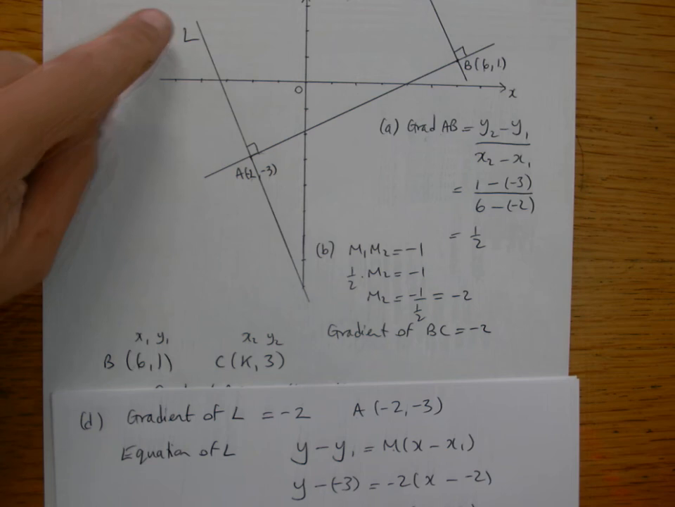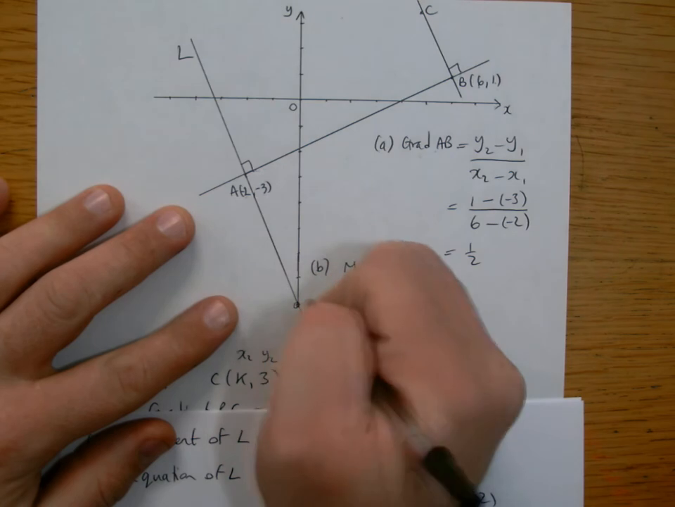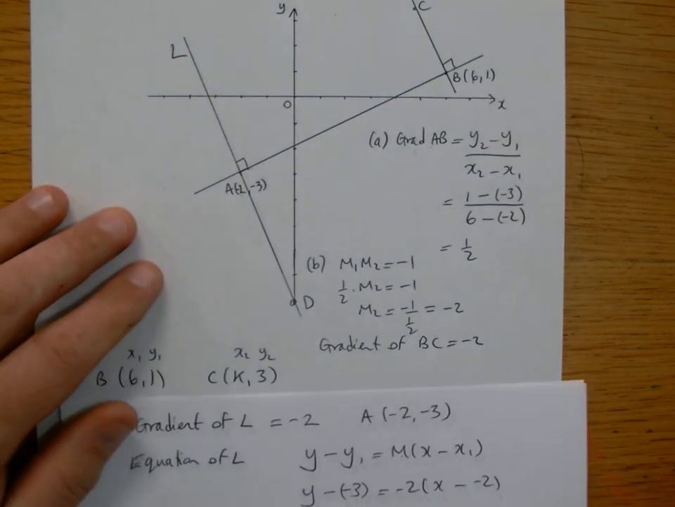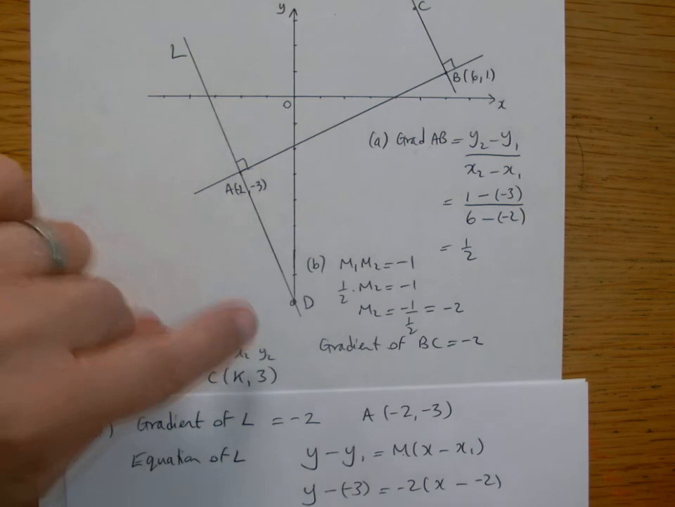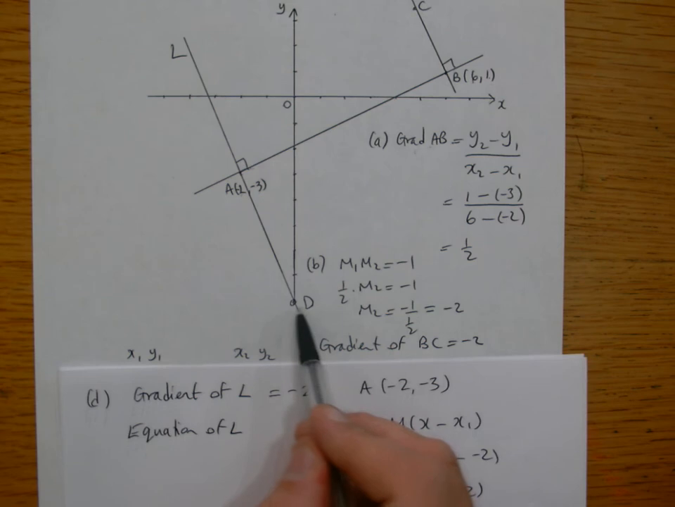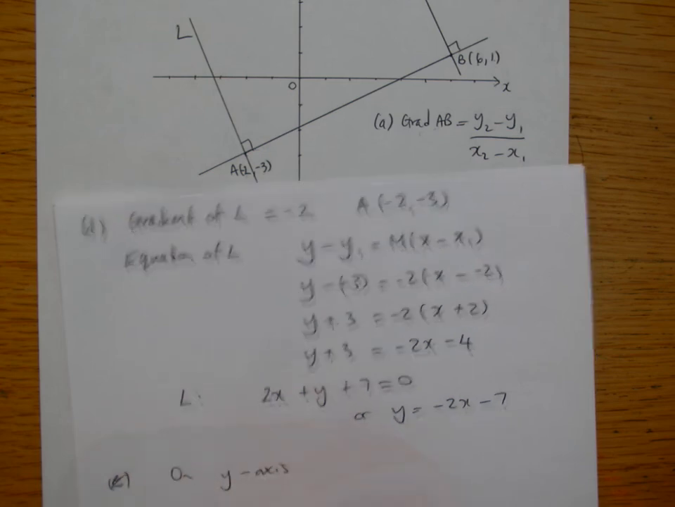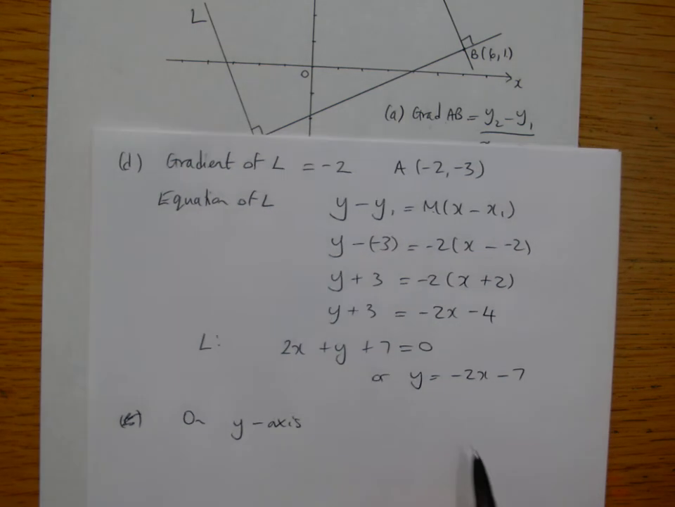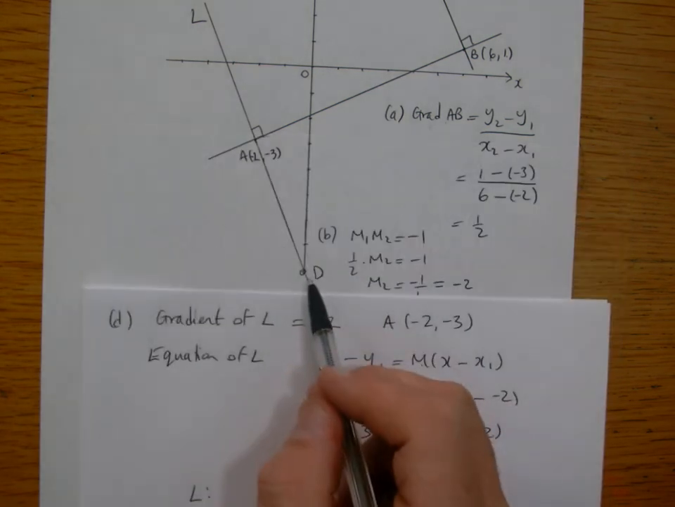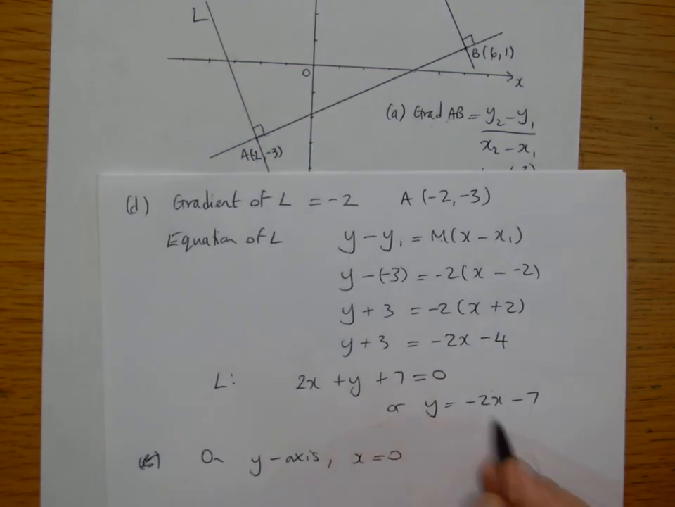So if I look at my line here, L intersects the y-axis at the point D here. We could see from our accurate scale what coordinate it might be, but we've got to actually show the workings. Think about what's true on the y-axis: of course, x is 0. Where that line crosses the y-axis, the value of x is 0. So we can say x is 0, and if we look at our equation, that means y is equal to -7.